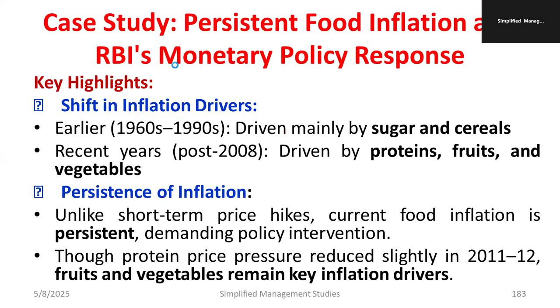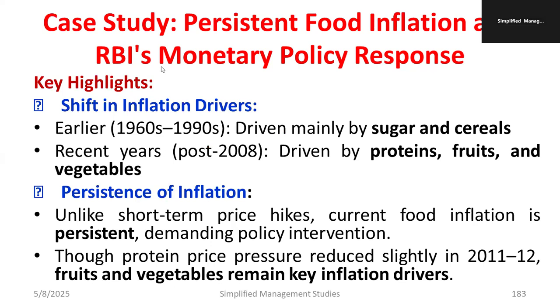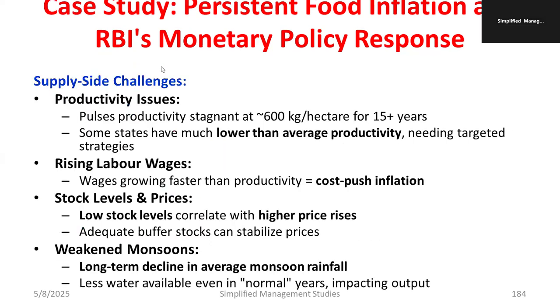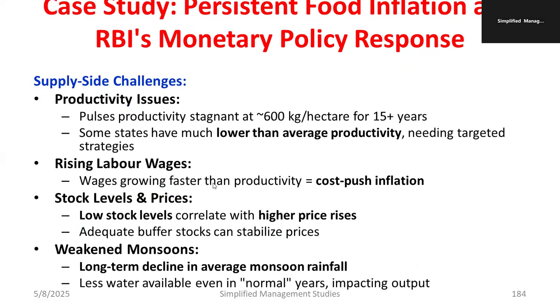Basically, in this session, we discussed a case study on persistent food inflation and RBI monetary policy responses. We have identified the supply side challenges. Then the shift in inflation: earlier it was sugar and cereals, and after 2008, it is driven by proteins, fruits, and vegetables. The reason for persistent inflation we have also discussed.